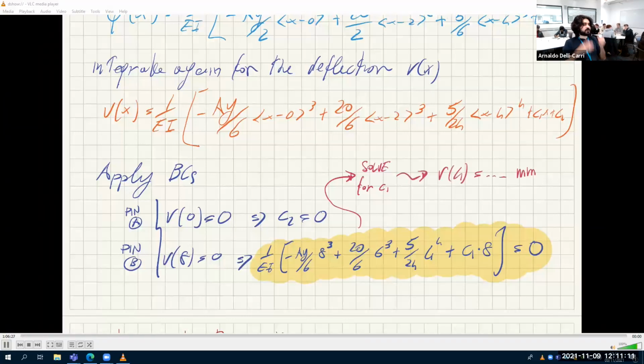V of 4. Now that we know C1 and C2, you go here and say V of 4 is this applies, this is 0. So V of 4 is 1 over EI minus AY divided by 6 times 4 to the power of 3 plus 20 divided by 6 times 2 to the power of 3. This is nothing, plus whatever you get from C1 times 4 plus 0. Any questions?